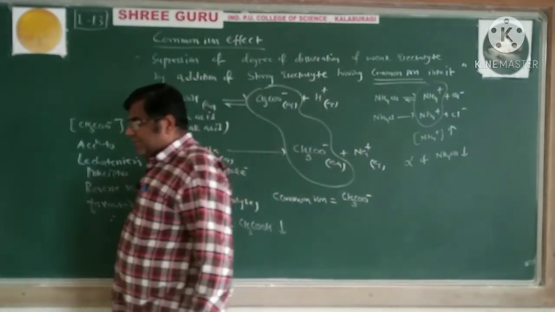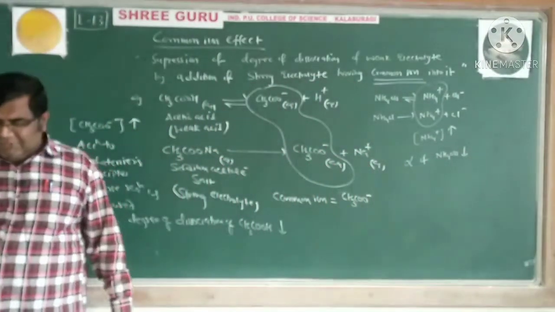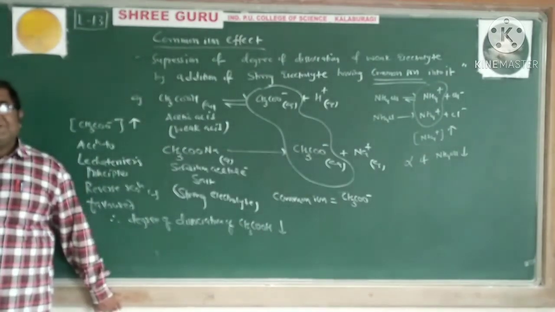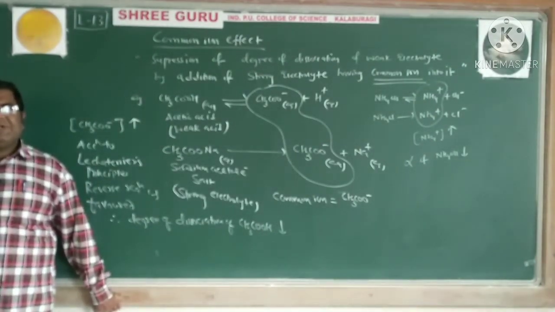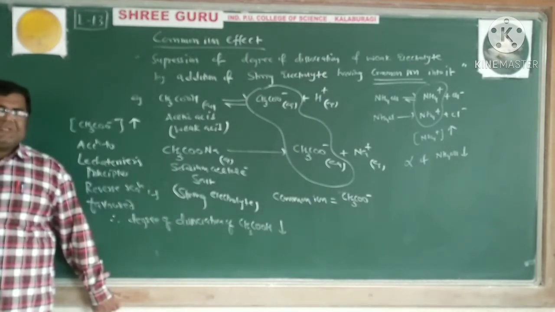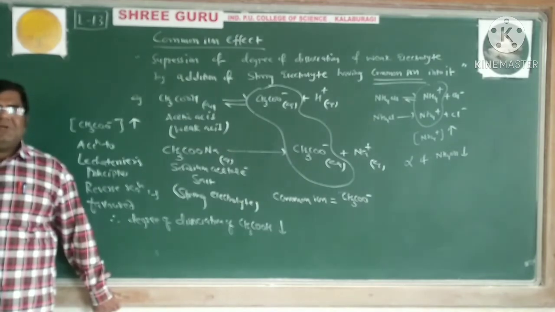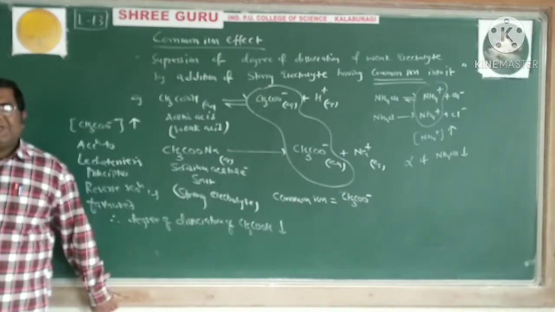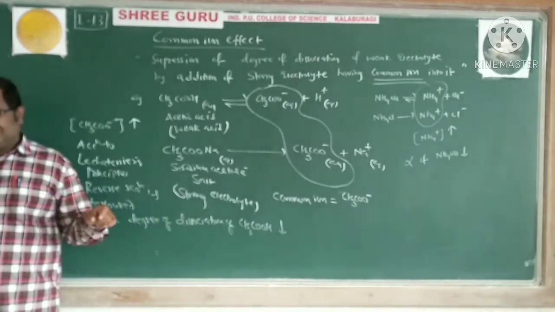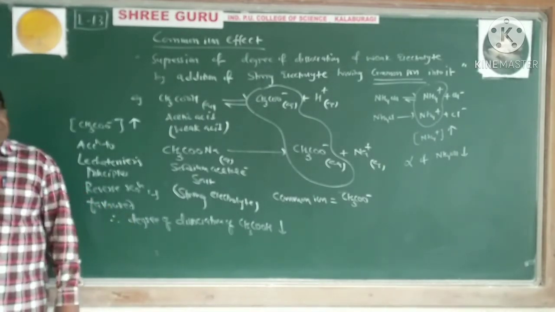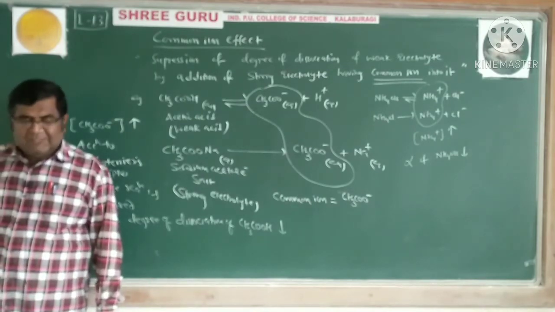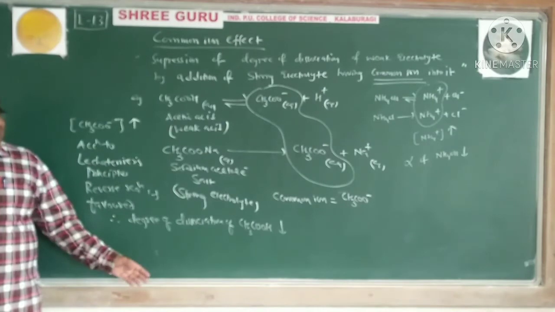So a very simple definition: suppression of the degree of dissociation of a weak electrolyte by addition of a strong electrolyte having a common ion into it is called the common ion effect. And two examples: CH3COOH and CH3COONa, their dissociation, and one sentence point, right. So this is also a question of 2 marks: common ion effect and its example.